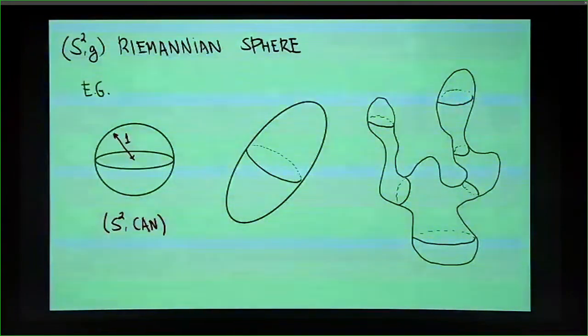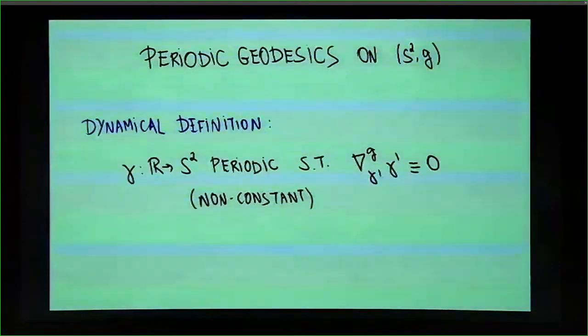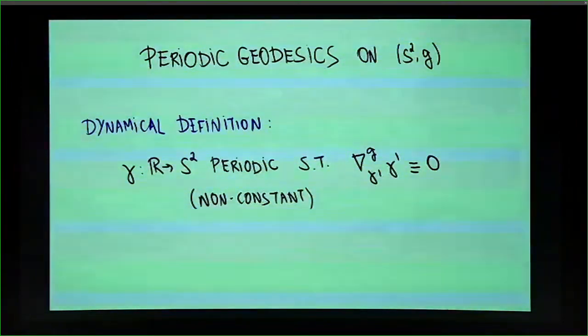Okay, so in order to define the systole of a sphere with a Riemannian metric, I need to talk about periodic geodesics. And geodesics, as you know, belong to two different realms. The realm of dynamical systems and the realm of geometry. So let's have a look first at the dynamical definition. So what is a periodic geodesic? It's just a periodic map from the line to the sphere, a non-constant periodic map whose acceleration is identically 0.